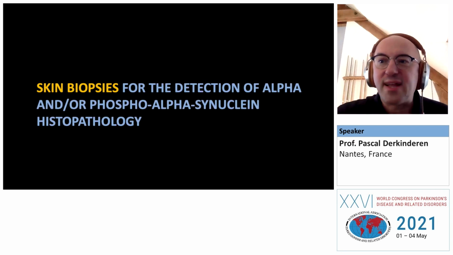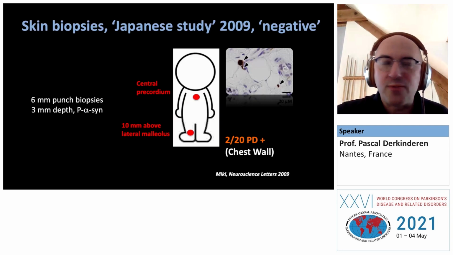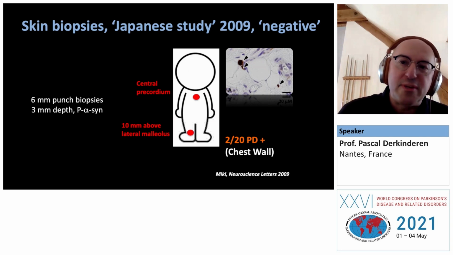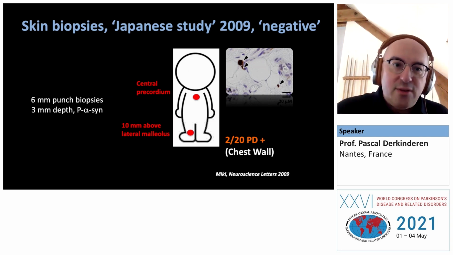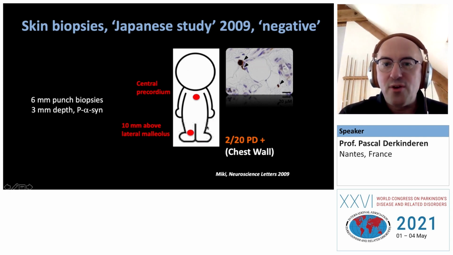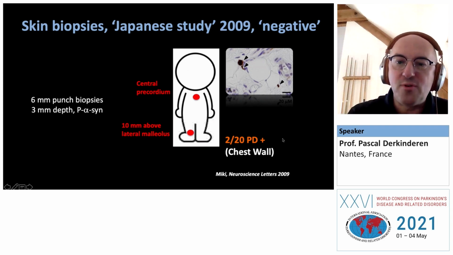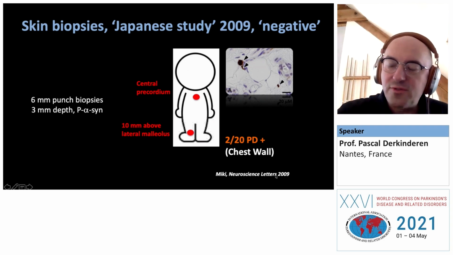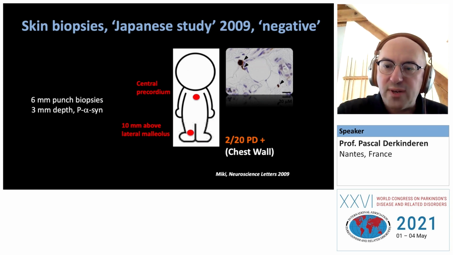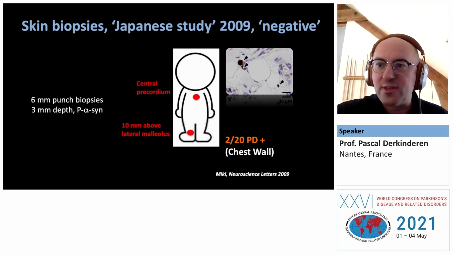So let's start with the skin. That's a trendy topic, so maybe it's nice to start with the skin. The first paper on the topic was published in 2009, and it was a Japanese study. And to be honest, it was a bit disappointing because, using two biopsies on the chest and on the leg, this group only found phospho-alpha-synuclein immunohistopathology in 2 out of 20 PD patients.